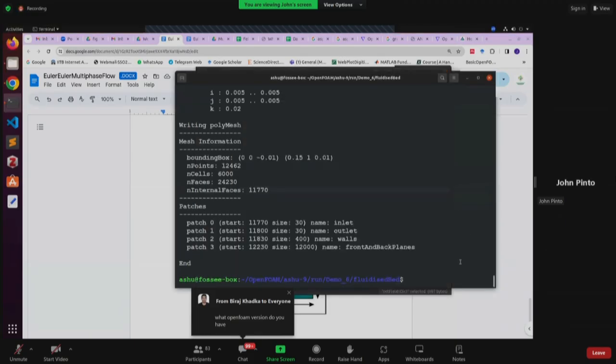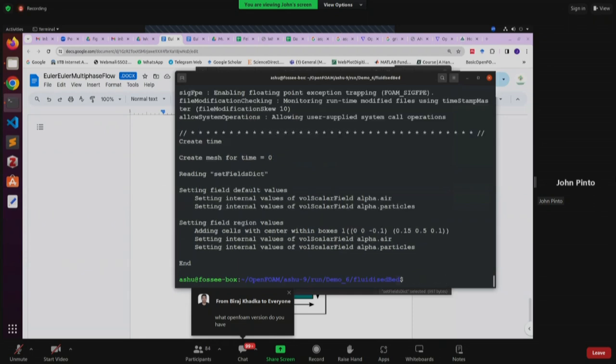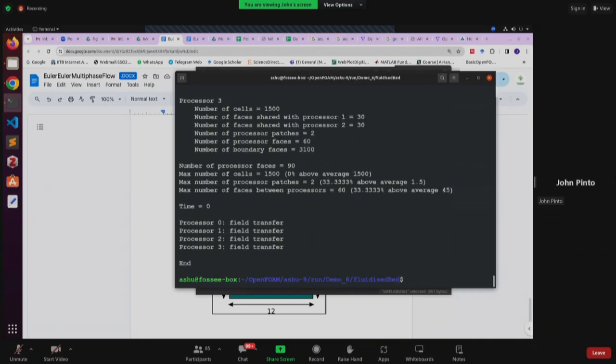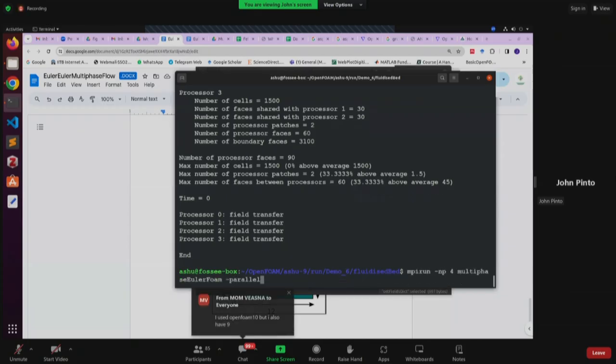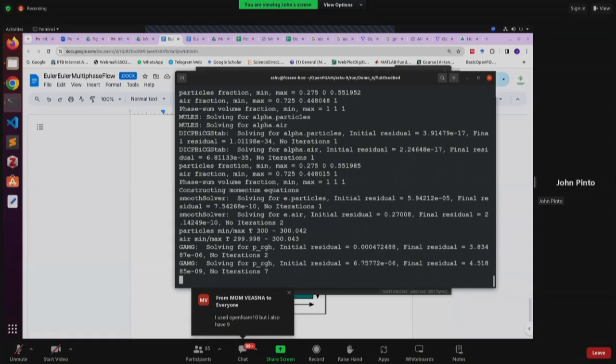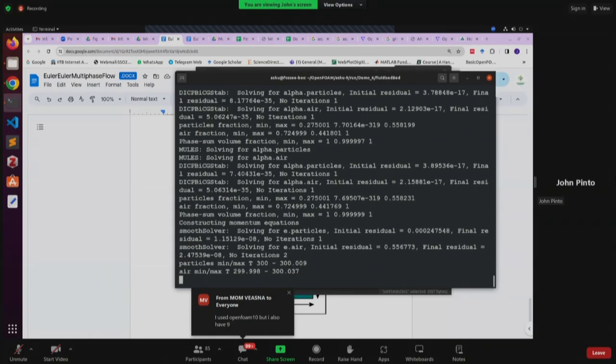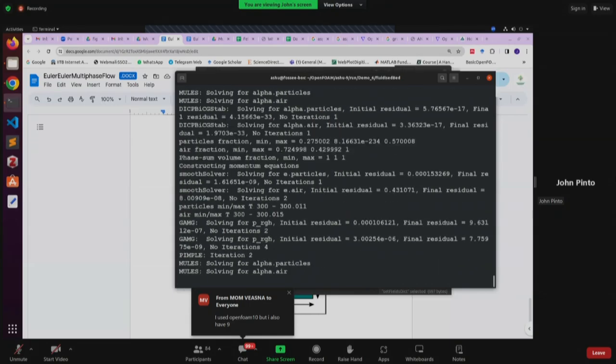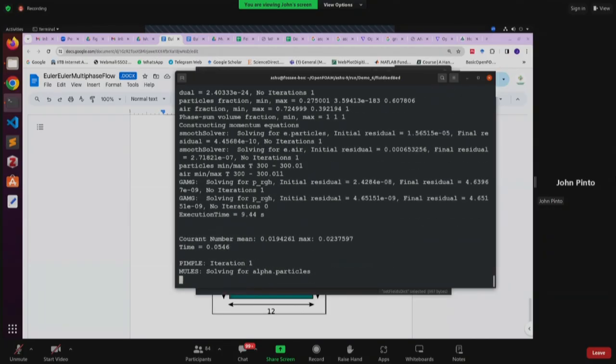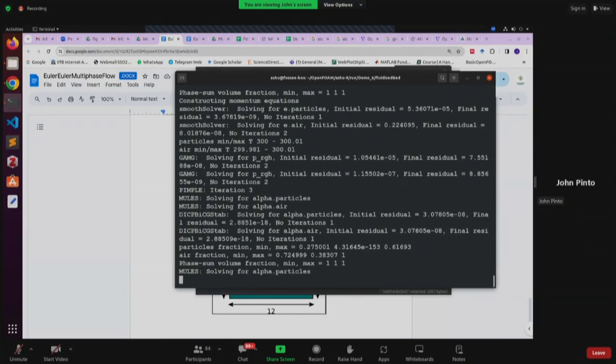We have run blockMesh. Now let us run setFields, and after setFields is decomposePar. So we have to run decomposePar and then mpirun. We are using the same solver, so you can run the same command. If you just press the up arrow key, you will get the command. It is running. This will take around 4 to 5 minutes to run.